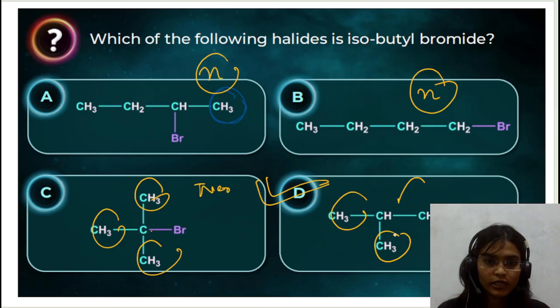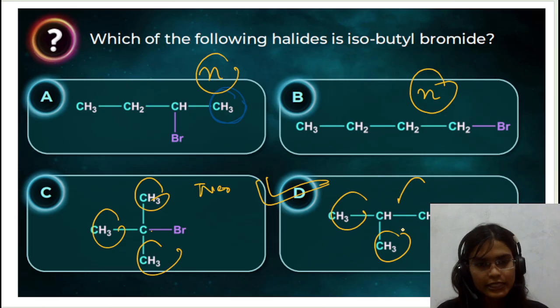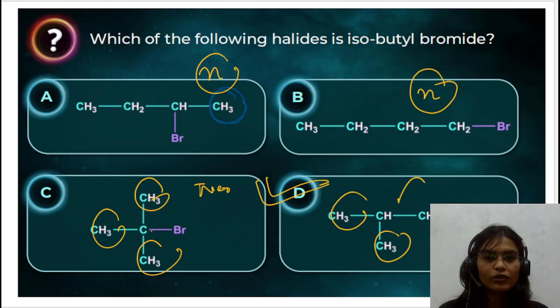CH3 is the key point here. It's not like every group, no, only CH3 has to be connected there. I hope the actual meaning of neo and iso is clear for everyone. Please let me know whether it is clear or not. Okay then, let's solve one more question. Last question of the class.